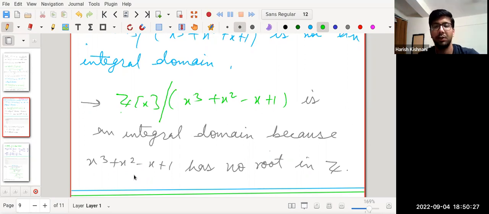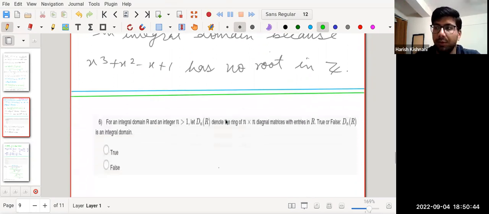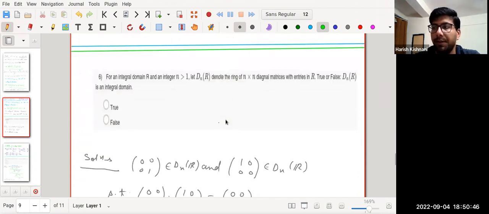Okay. So the only thing you need to check is that this polynomial has no integer roots. That I am leaving up to you to see why it does not have an integer root. Now let's move to the next question.